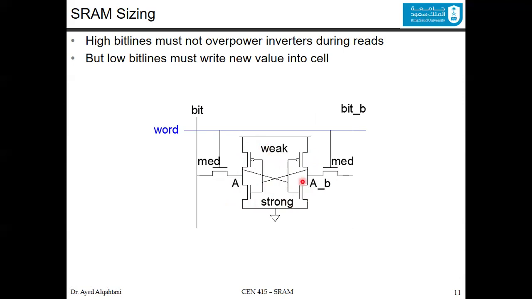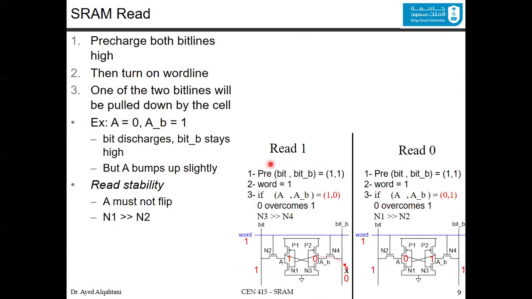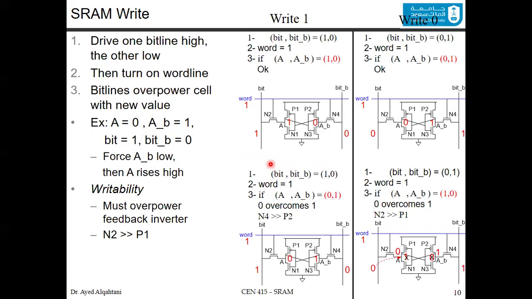If you do the sizing of the SRAM this way, you made sure that the read operation and the write operation work correctly. Now, how to make sure that the first step is correct? When we talked about the read and write, the first step was pre-charging both bit line and bit line bar, making them high for the read. Similarly, for the write, we said drive one bit line high and the other low. So we must make sure that one of these bit lines is high. How to make sure of this?